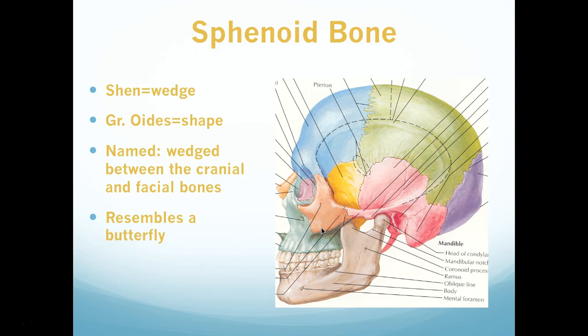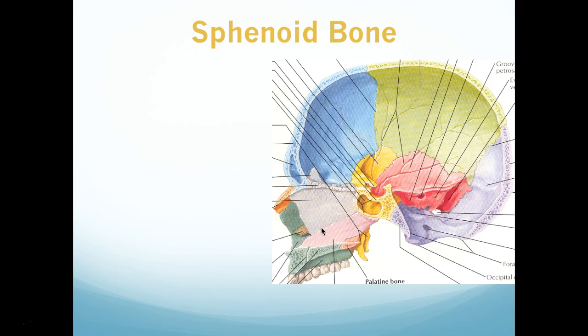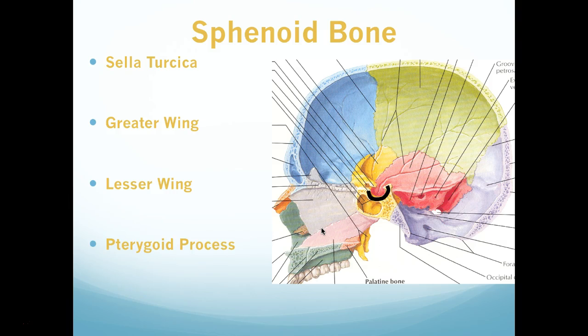Have it written right there. And it resembles a butterfly, and I'll show you what that looks like in a moment. And we also have 4 different parts to the sphenoid bone. We have a Sella Turcica, a greater wing, lesser wing, and pterygoid processes. So first we'll start off with the Sella Turcica, and that's that black portion I've outlined over there for you.